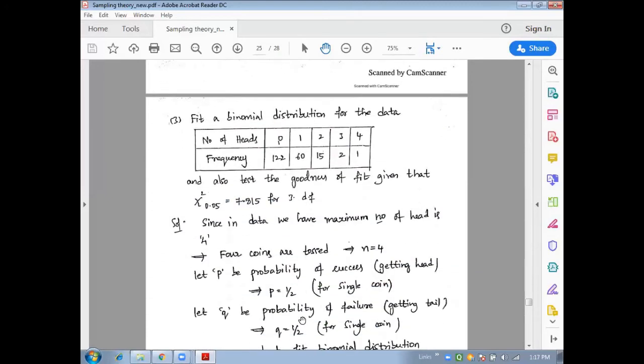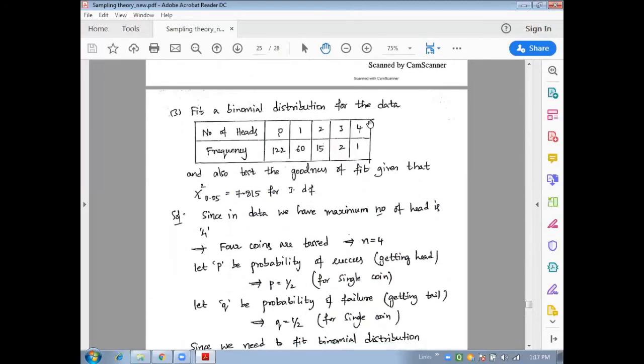The third example we have: fit a binomial distribution for the data. The number of heads is given as 0, 1, 2, 3, 4. The corresponding frequencies are given here as 122, 60, 15, 2, 1. And also test the goodness of fit for the given data. They have given the tabular value as 7.815 for 3 degrees of freedom.